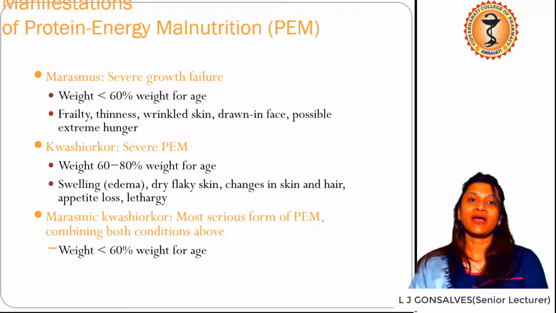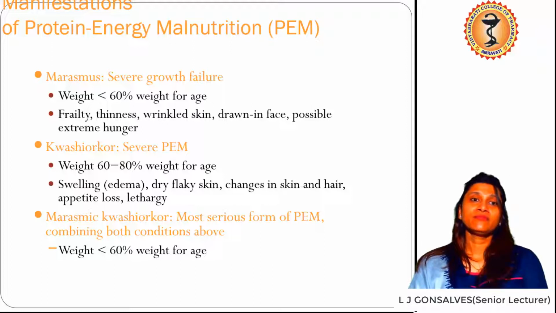The first is marasmus. Marasmus occurs in the second 6 months of the life of the infant, that is from the 7th month till 12 months. And there is severe growth failure. The weight of the infant is less than 60% for the age. Very thin, wrinkled skin, drawn face, and possible extreme hunger are the various manifestations, or you can say symptoms, seen in the child during marasmus.